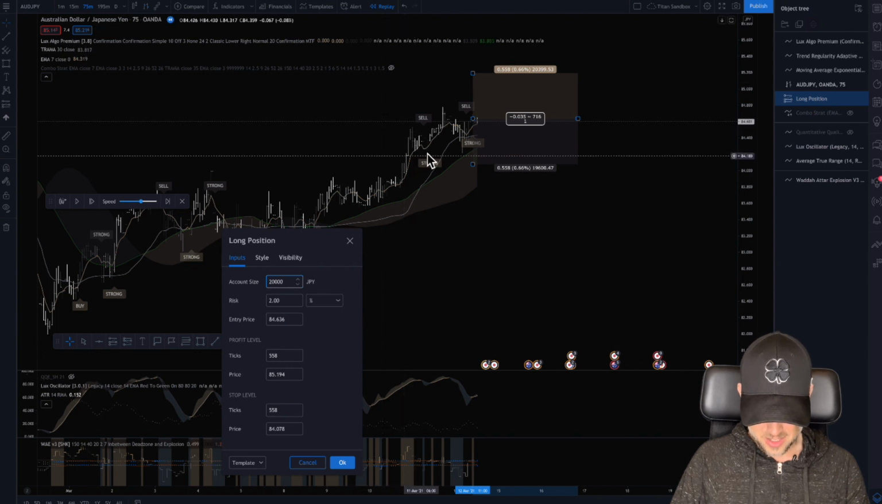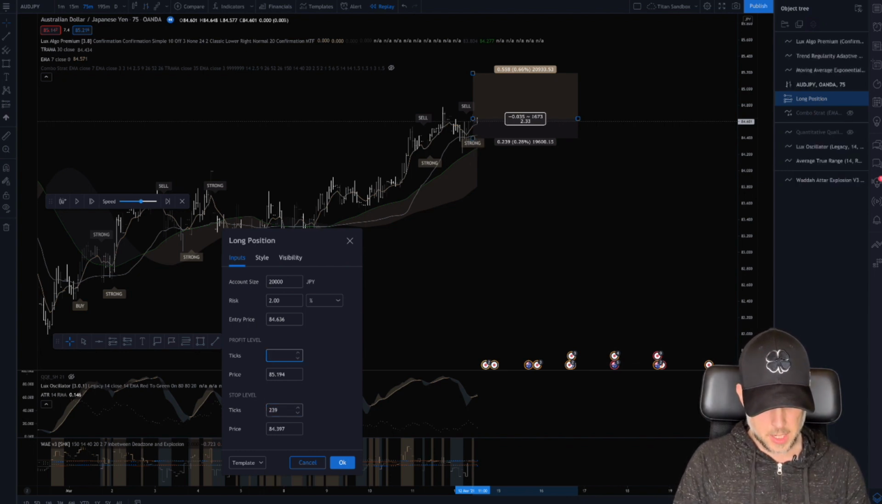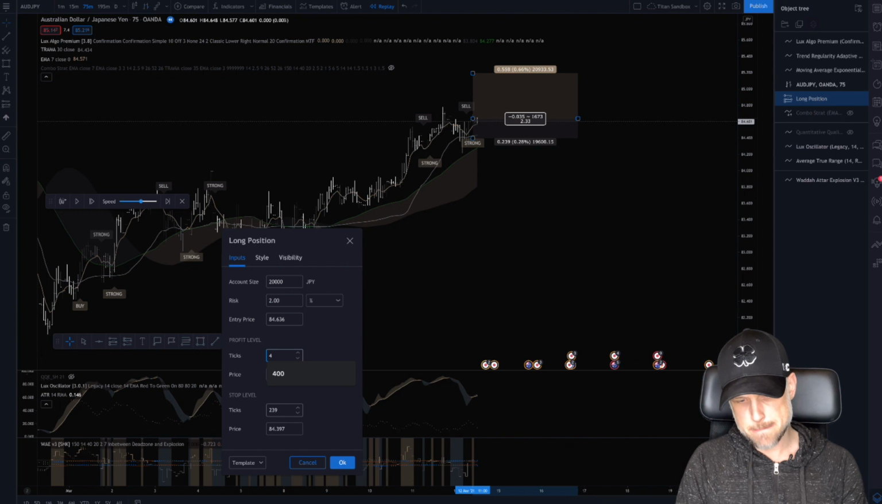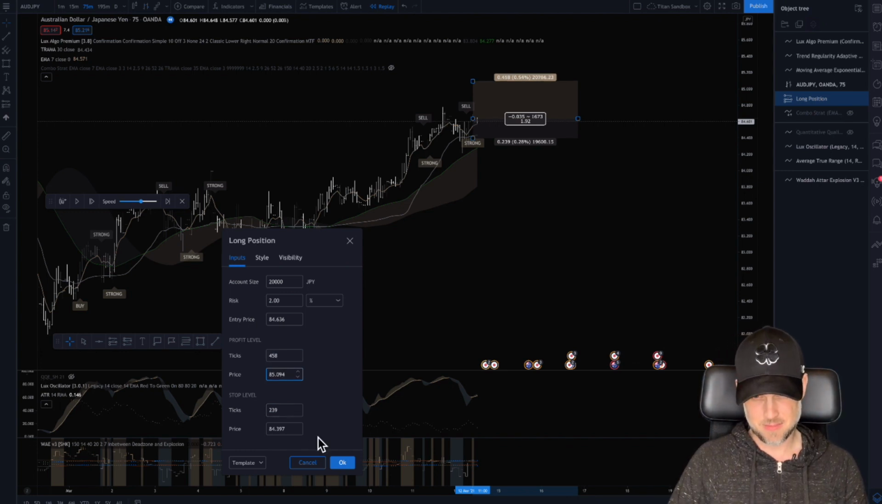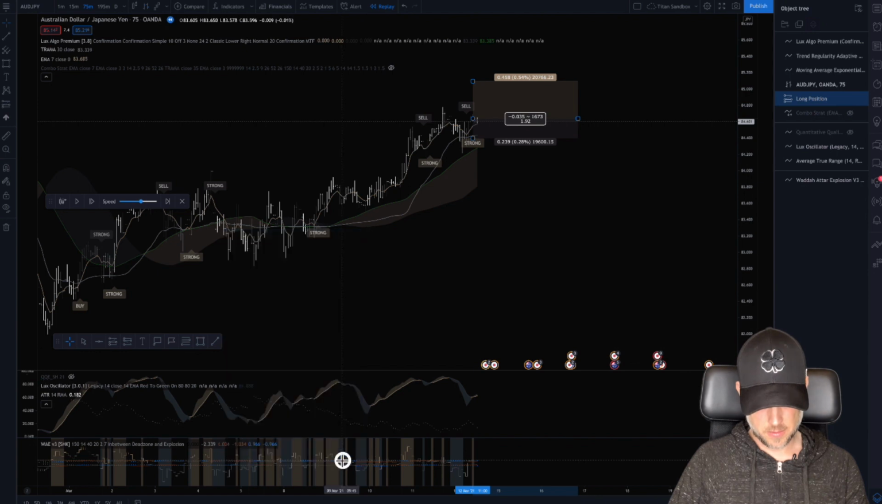This is kind of consolidation in here, isn't it? No, we're okay. That's not consolidation. So what did I say, 239? On the top side, that gives us 458? Almost. What did I do wrong? 468. 2.0. That's what we're after.